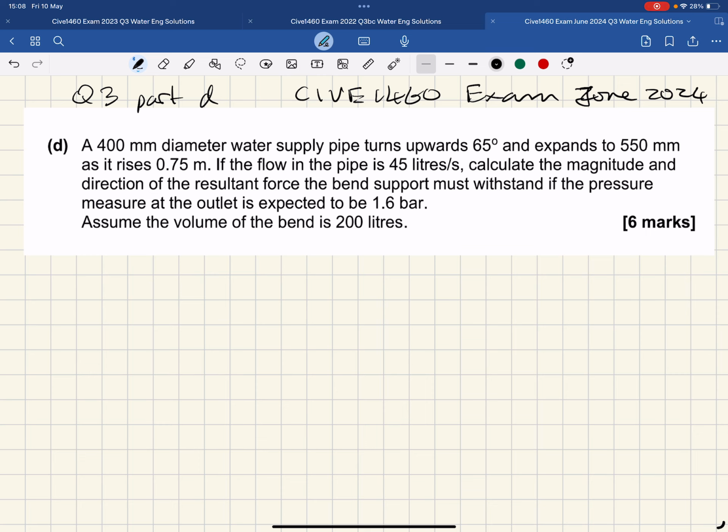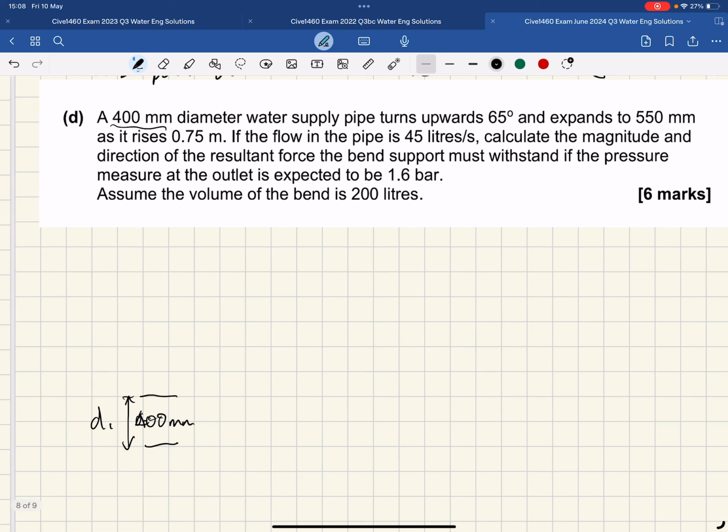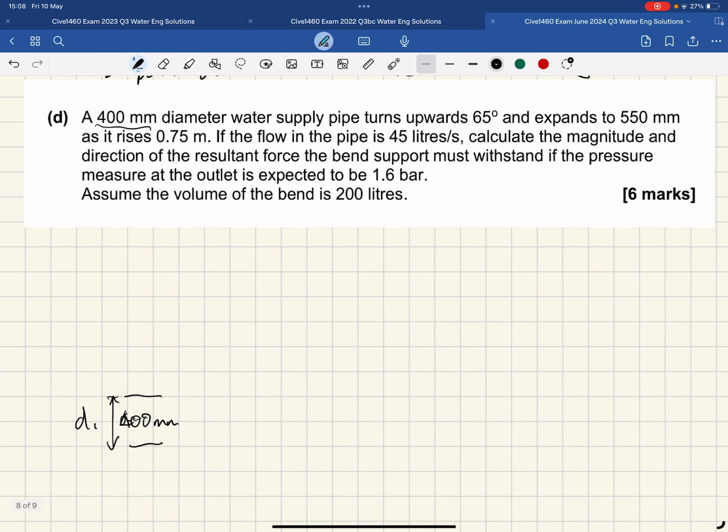Slight tweak on this one. Let's just sketch out what we've got from the information. We've got a 400mm diameter pipe, so we've got D1 equals 400mm, and it turns upwards 65 degrees. So upwards, this is telling us we're going to have a body force acting down, and it expands to 550mm, rising 0.75. So a sketch here.